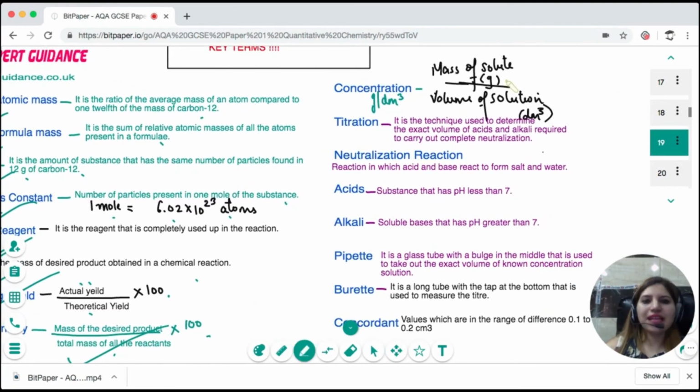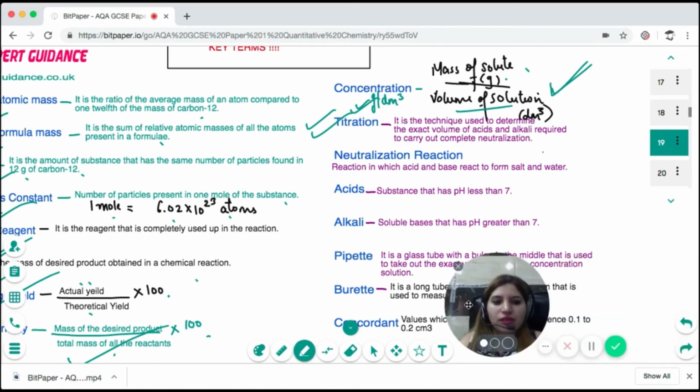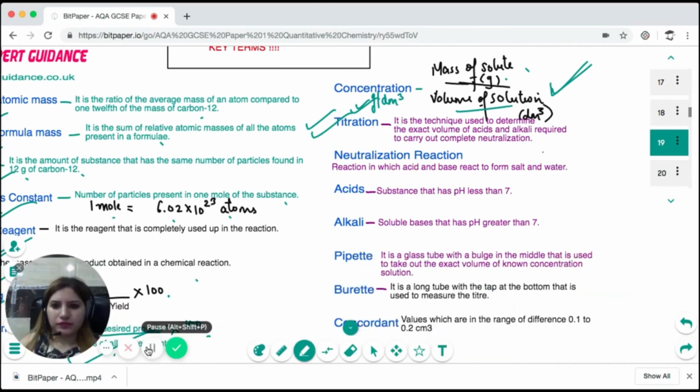Concentration is the mass of solute. If you have to find it in grams per dm cube, it is mass of solute in grams over volume of solution in dm cube. What is titration? It is a technique used to determine the exact volume of acid and alkali required to carry out the neutralization reaction. Neutralization reaction is a reaction in which the acid reacts with base to form salt and water.